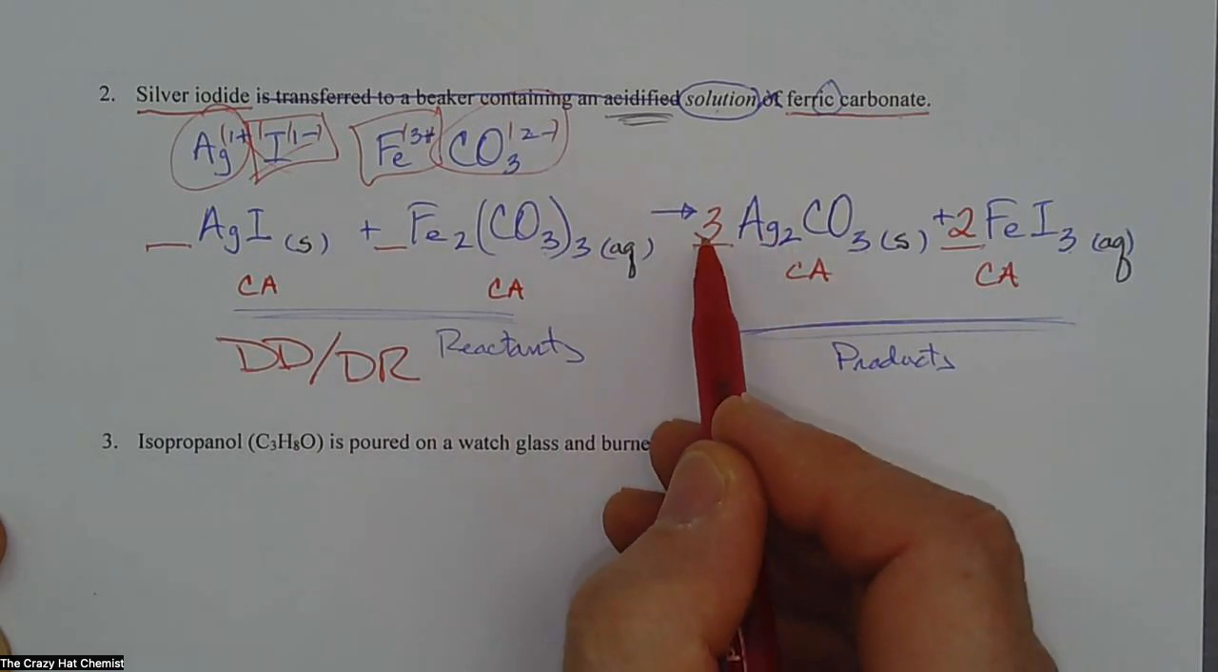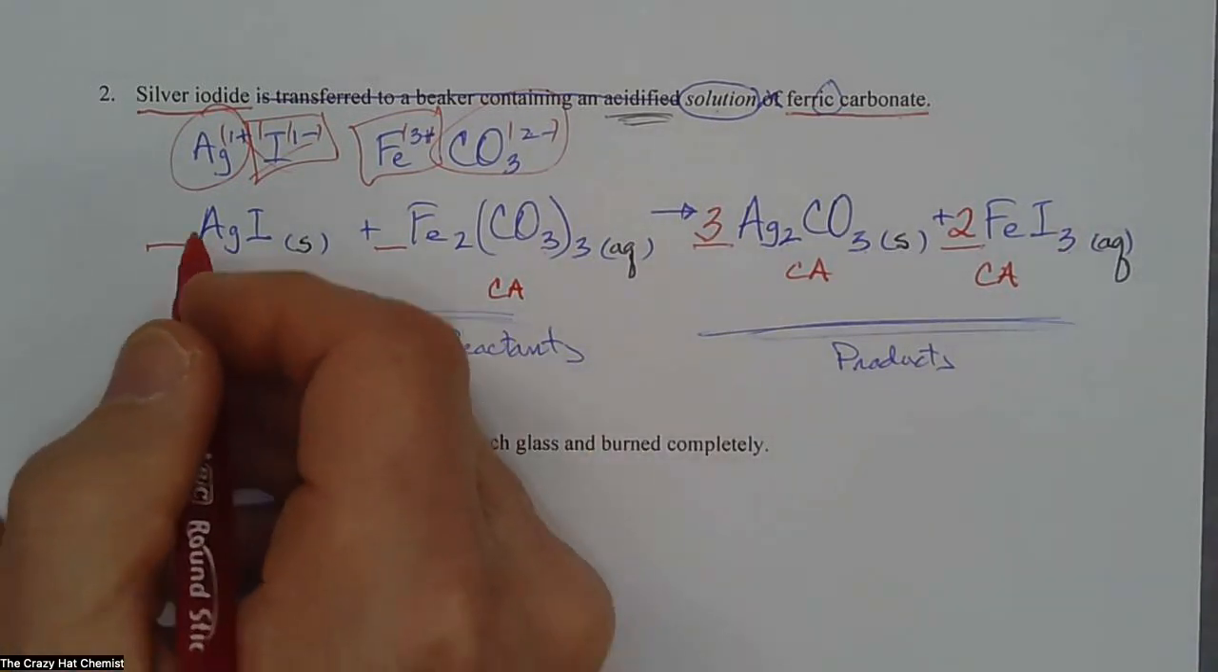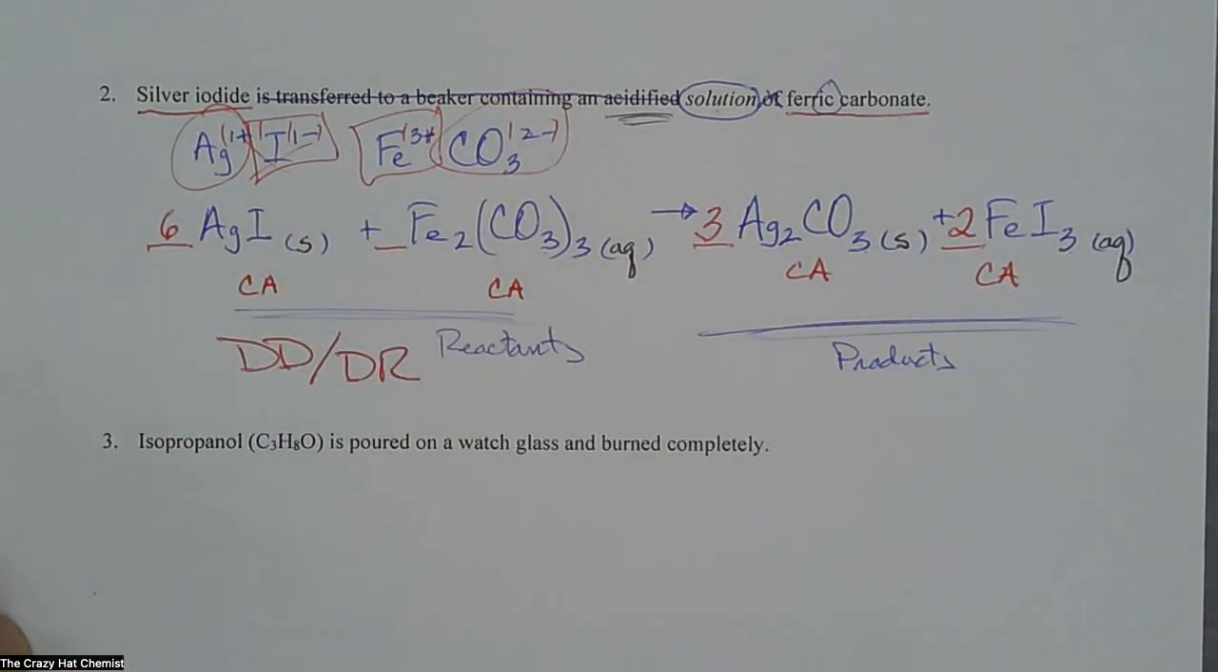Then we're going to count up the number of silver and iodine. So 3 times 2, that's 6 silvers, and 2 times 3, that's 6 iodines. And so I'm going to place a 6 right here in front of the silver iodide, and now that will be balanced. So your next step is to check and make sure that it's balanced, of which it is. Perfect. Now it's time to move on to the next problem.